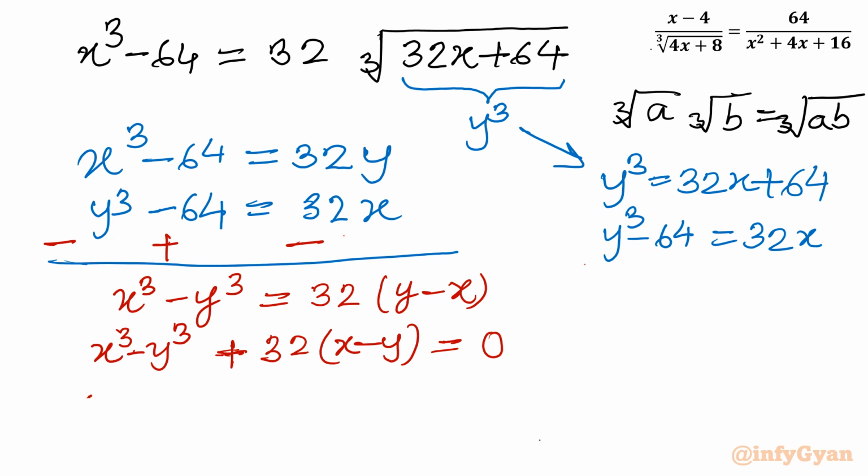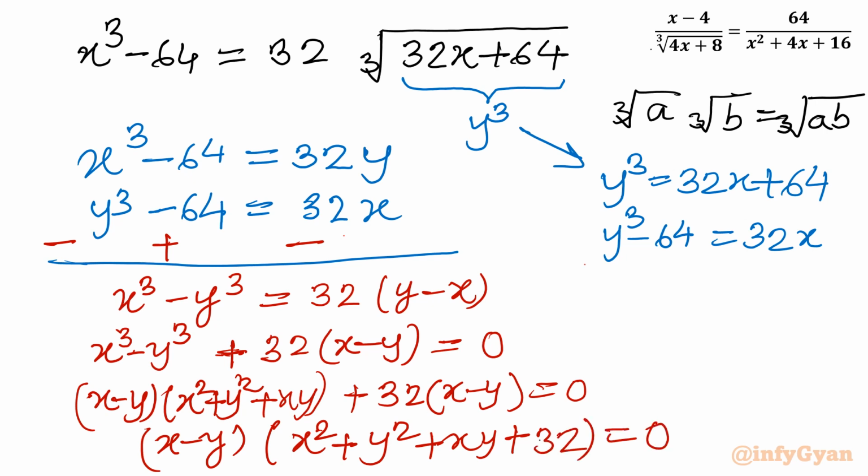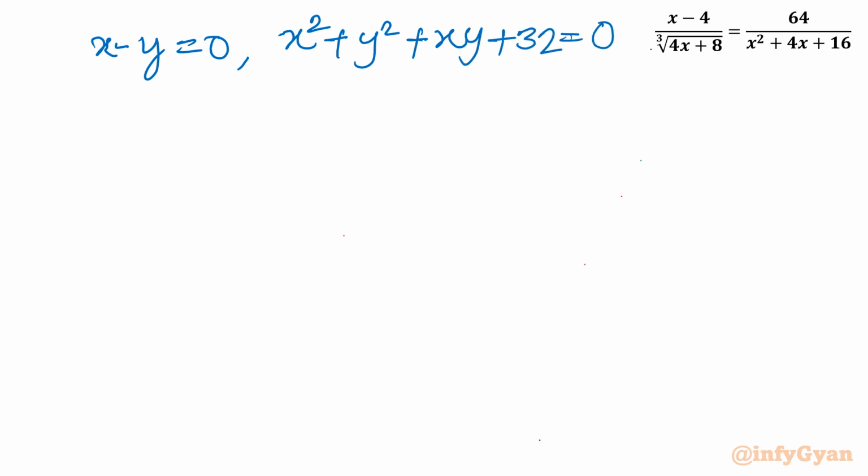Now take the identity, write x minus y, and then take x minus y common. In the first bracket, x square plus y square plus xy, and in the second, 32 times x minus y equal to 0. Take x minus y common. So x minus y, and in the second bracket, x square plus y square plus xy plus 32 equal to 0. Now we have to solve f times g equal to 0, so either f equal to 0 or g equal to 0. Solve these two equations: x minus y equal to 0, or the second equation x square plus y square plus xy plus 32 equal to 0.